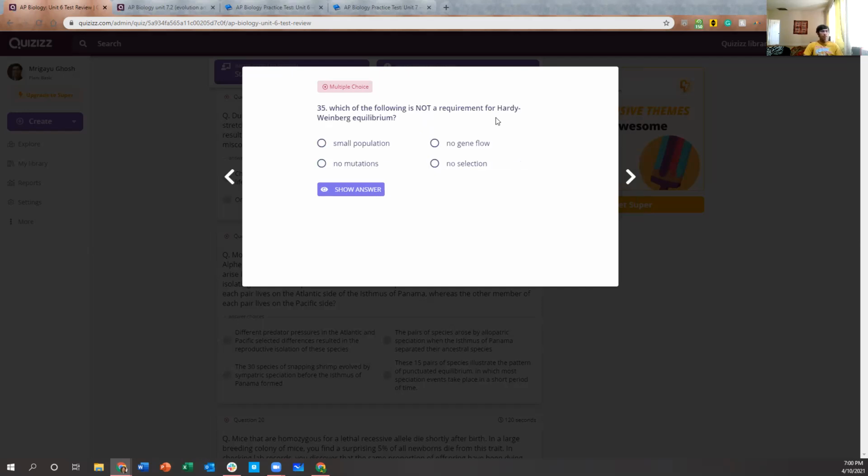Which of the following is not a requirement for Hardy-Weinberg? Remember, we talked about this. We want a large population because a small population will cause genetic drift. So that's the right answer. And then all of the other ones we talked about when I drew that diagram out, right? So small populations is the right answer.